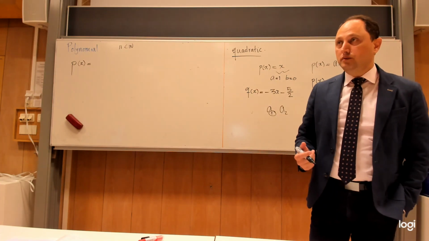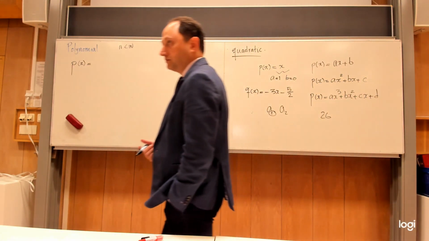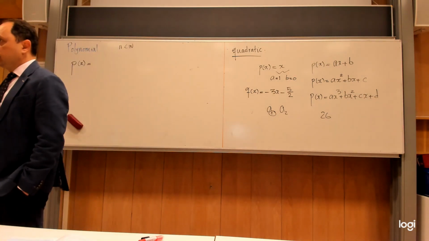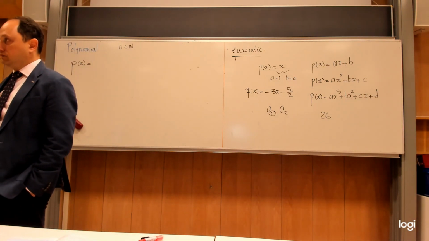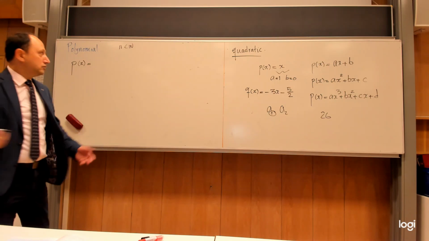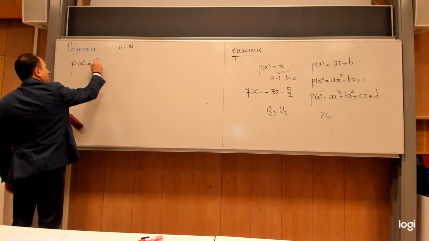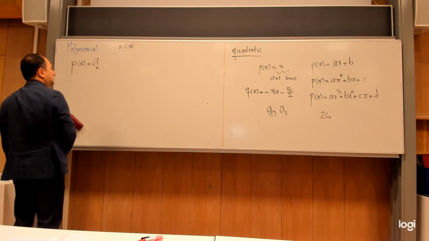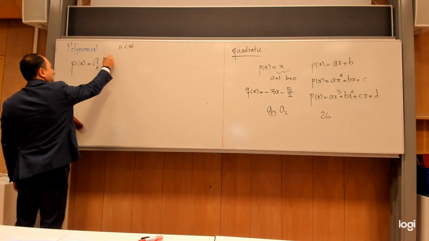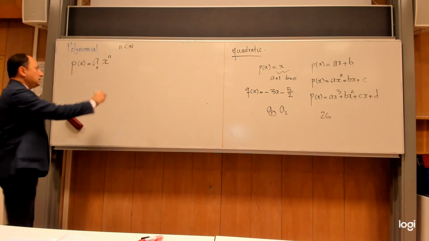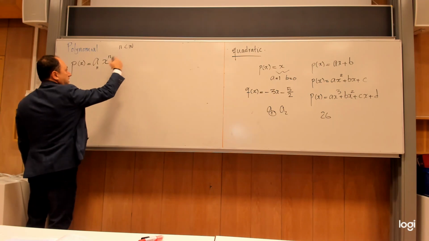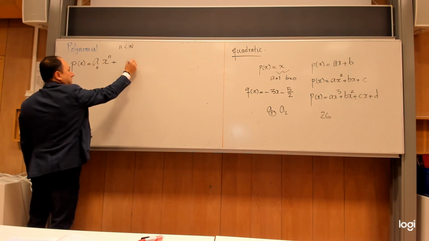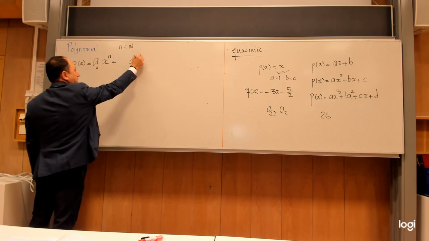Something times x to the power of n, sub n. Yes, exactly. So I write a sub n, x to the power of n. And then the next term would be what? Definitely it would be x to the power n minus 1.